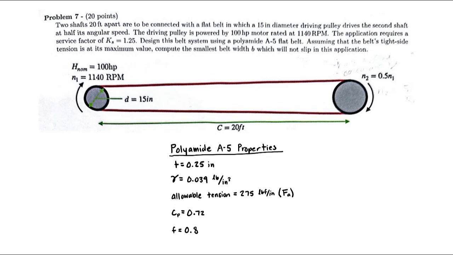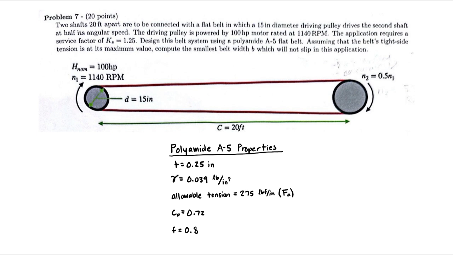Hello, this is Sarah Wimdigler, and I'll be walking through my corrections for problem 7 from exam 2. This problem asks us to design a flat belt system where the small pulley has a diameter of 15 inches and spins at 1,140 RPM. The larger pulley spins at half of that speed, and the center distance between the shafts is given as 20 feet. The belt material selected is polyamide A5.